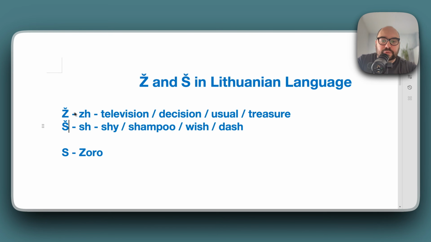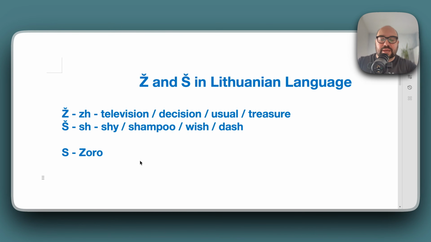So as I said, think of this like zh, like television, and sh, like shampoo. If you want to understand the pronunciation in a more specific way, put your hands on your throat. When you say the sh sound, like shampoo, wish, dash, shy, nothing vibrates here, there's no vibration. But if you say television, now your throat starts working. Television, decision, usual, treasure. There's vibration in your throat when you say this one instead of this one. This one has no vibration.